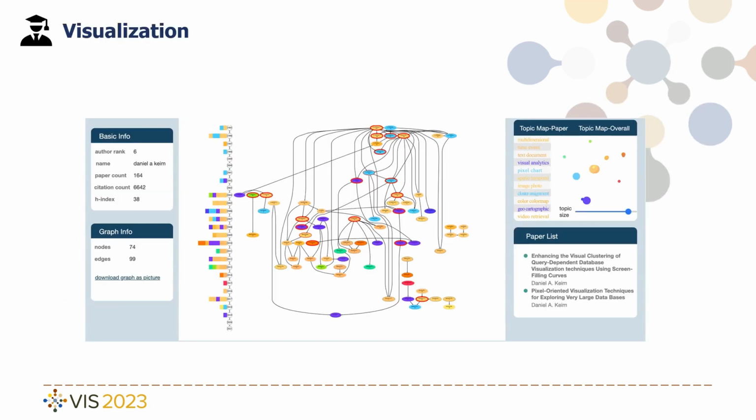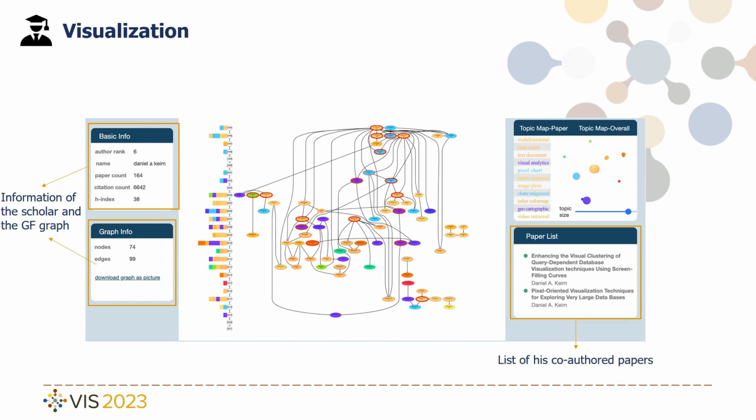This is the overview of the GF visualization. The panel on the left summarizes the information of the scholar and the GF graph. The list of his co-authored papers is shown in the bottom right panel. A hierarchical graph visualization is presented in the main panel to display the GF graph, where the y-axis corresponds to the paper publication year. Each node represents one paper published by the scholar, and the directed edges indicate self-citation relationships.